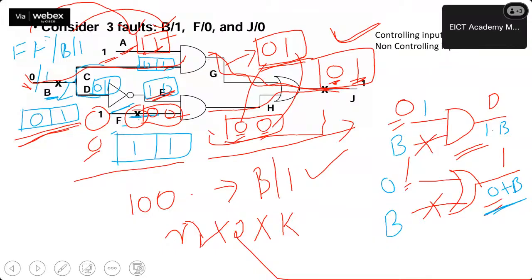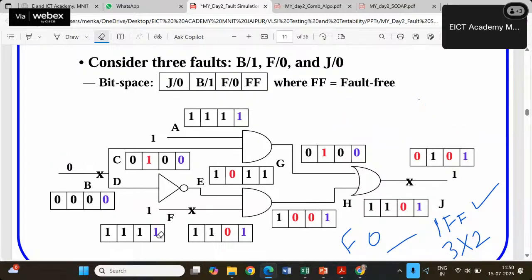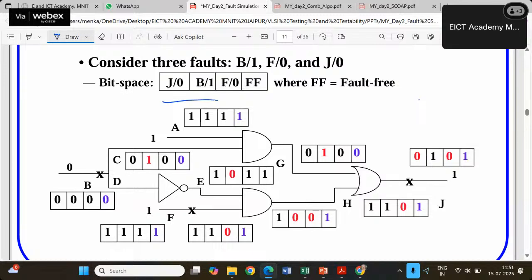The next one is the parallel fault simulation. In the parallel fault simulation technique, what we are going to do is take multiple faults all together. We will try to activate multiple faults all together with the help of some test pattern. It might be possible that we are able to detect more than one fault, or maybe some of the faults we are able to detect. So in this particular case, there are 3 faults and we try to take all the 3 faults all together. So how many bits are required?